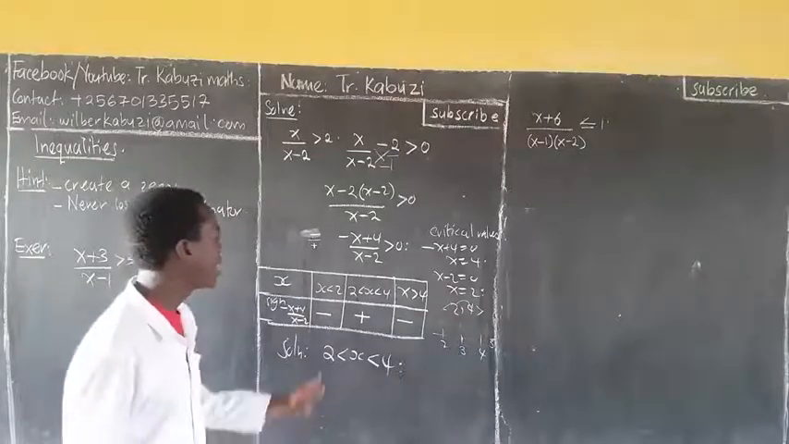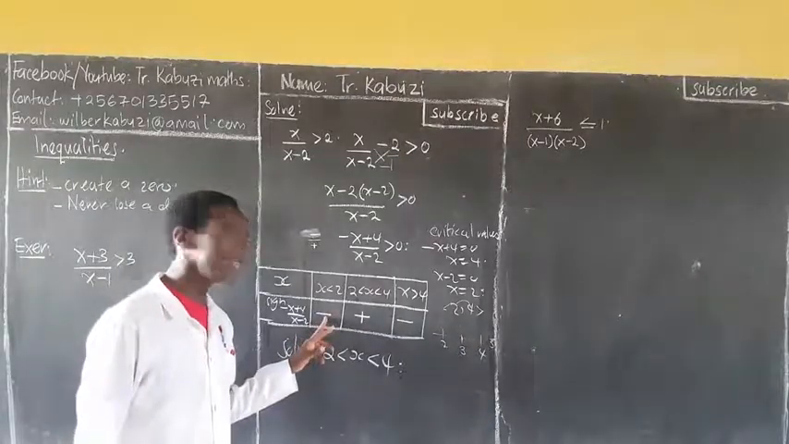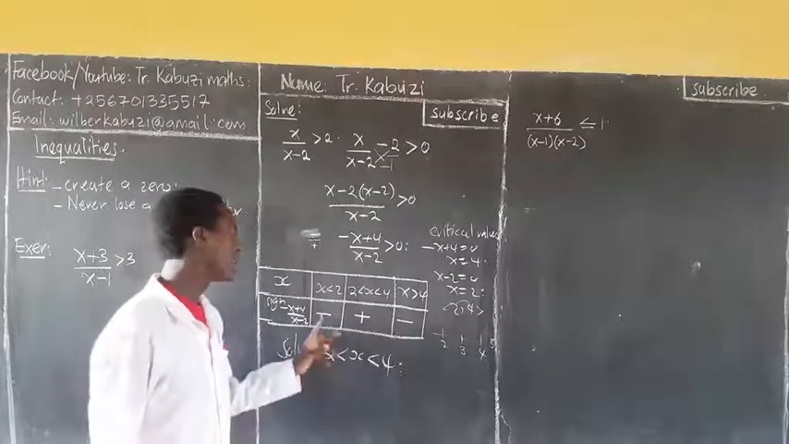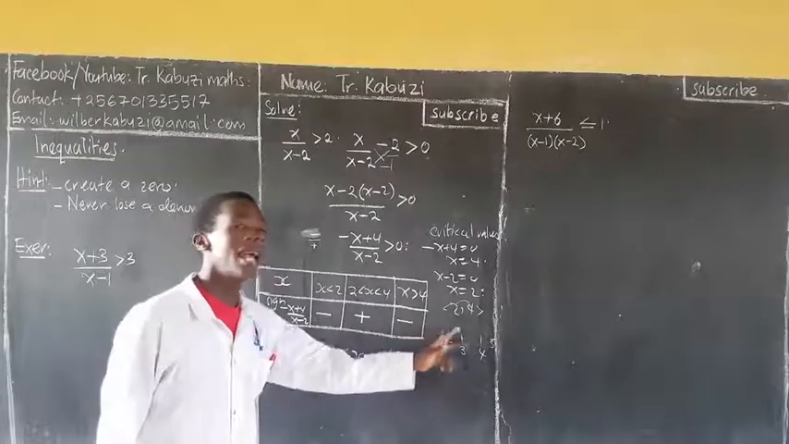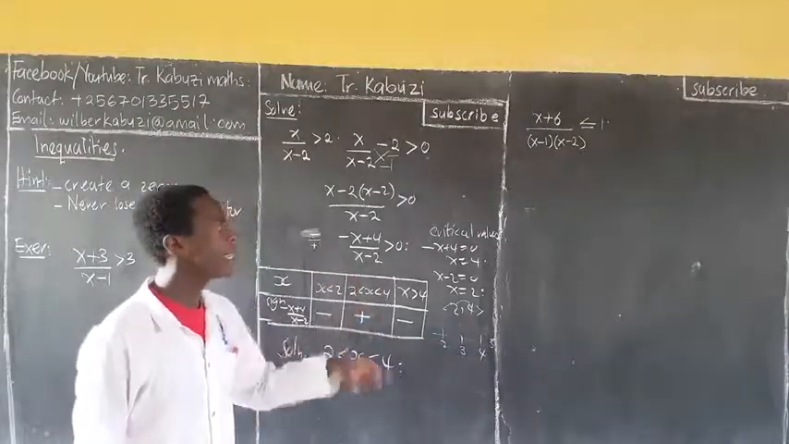The other hint is, if this is negative, these ones are going to alternate from negative, positive, negative, positive, negative, positive, if we are in inequalities.